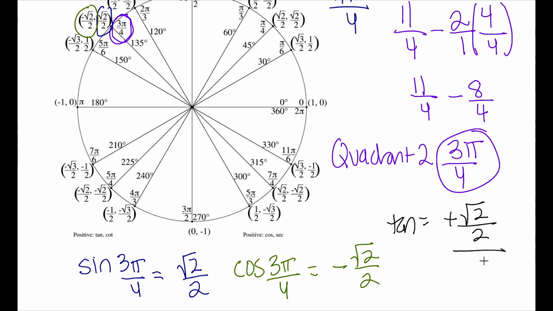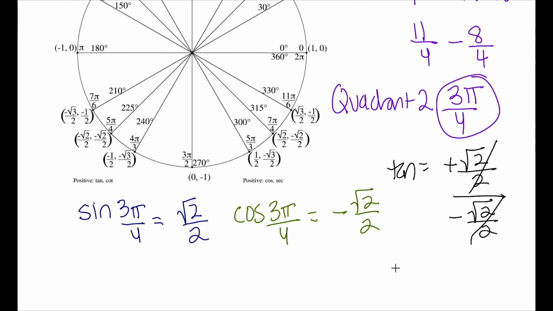Positive root 2 over 2 divided by negative root 2 over 2. Now, anything over itself simplifies to 1. But because there's a negative here, my tangent is actually negative 1.